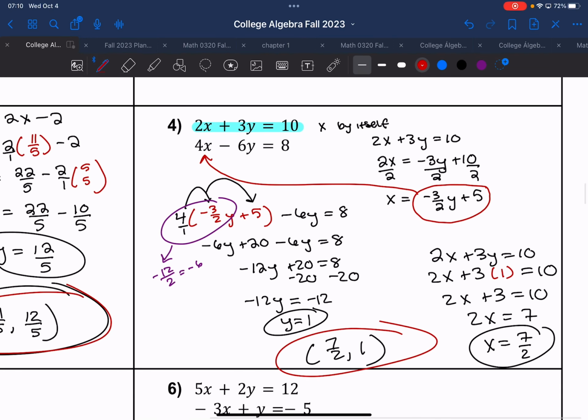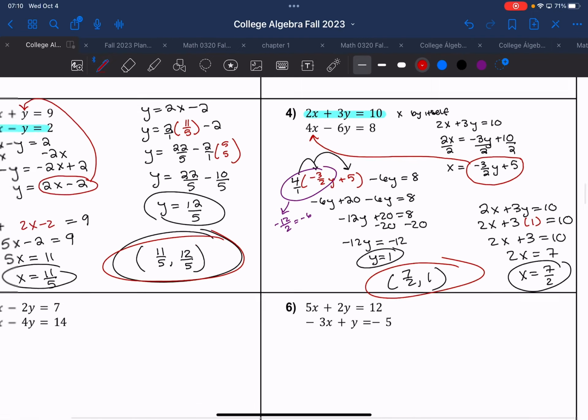Okay, any questions? 7 halves in decimal form is 3.5, right? Yes. It's just substitution. Okay. Because we're not doing these fractions.